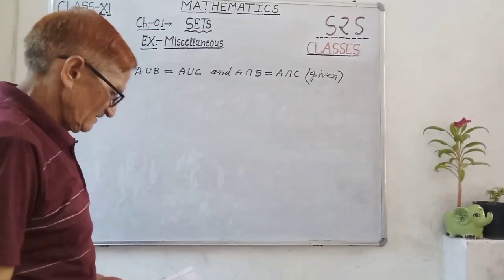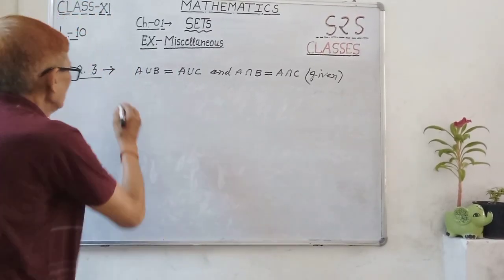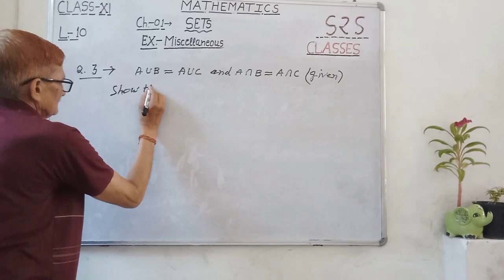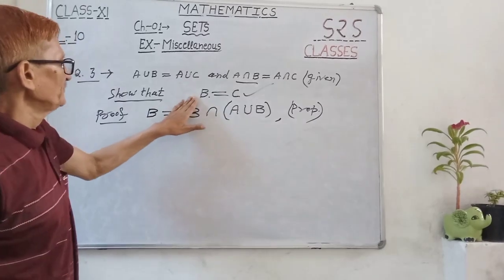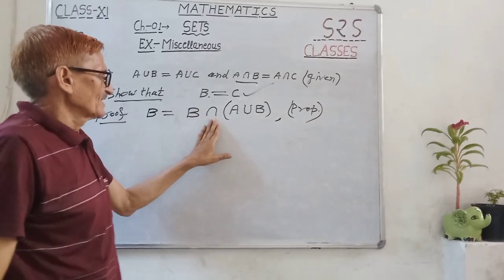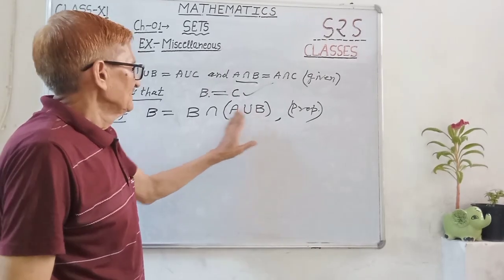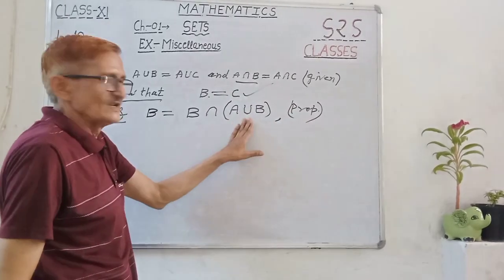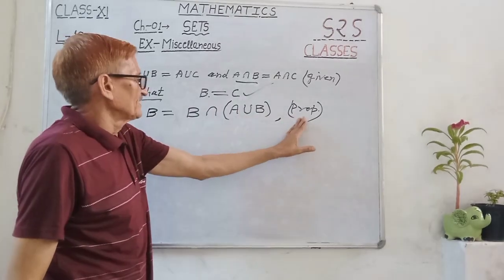This is given in question 3, and it asks us to show that B is equal to C. Now we have to prove B is equal to C. In the proof, take B equal to B intersection with A union B, because B will definitely be in A union B, and the intersection with B will be B. At least B will be in A union B. That's why this property lets us take B intersection A union B.